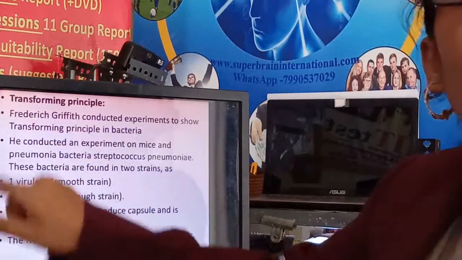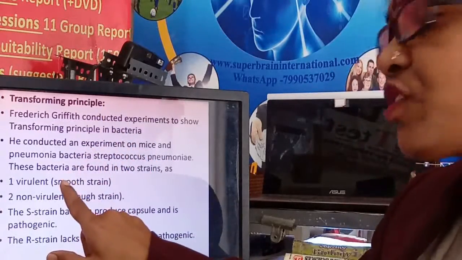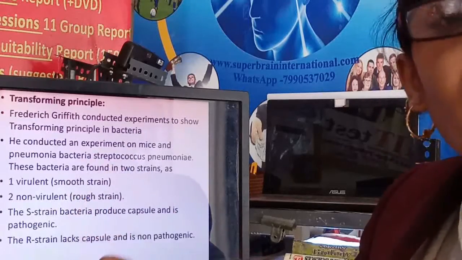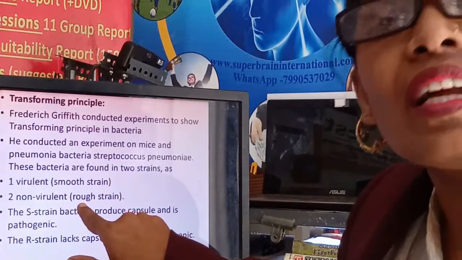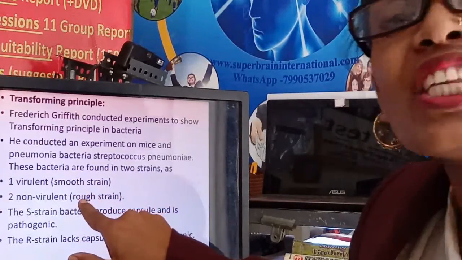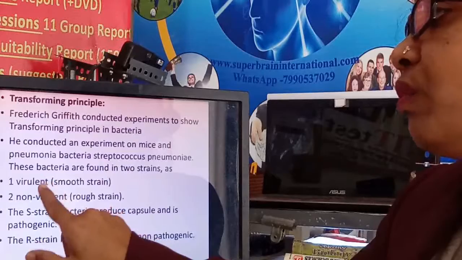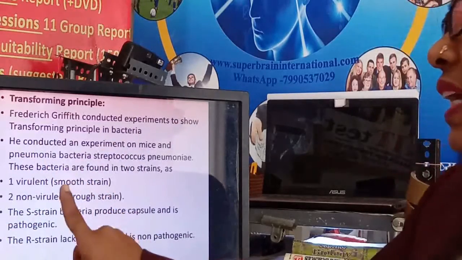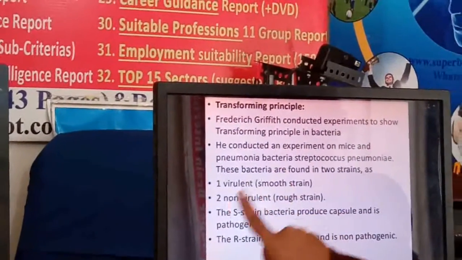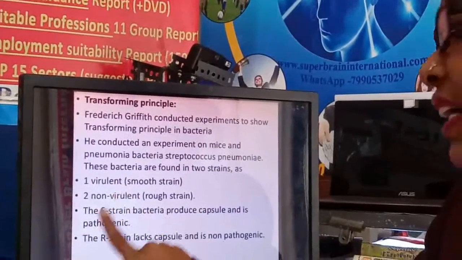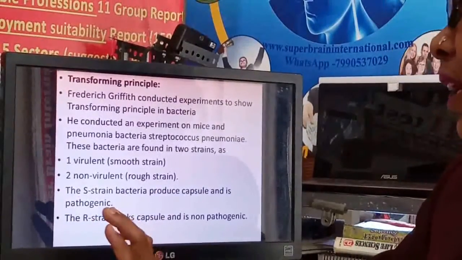The virulent strain has a mucus coat around it, so its outer surface is smooth. This is the S strain of the bacteria. The R strain lacks this outer smooth coat, and that's why its outer surface is rough. The S strain is responsible for causing the disease pneumonia, which is why it is called virulent, while R strain bacteria do not cause the disease, which is why they are called the non-virulent strain of Streptococcus pneumoniae.